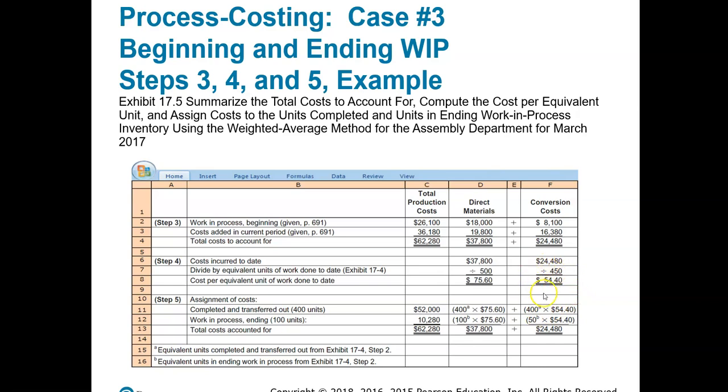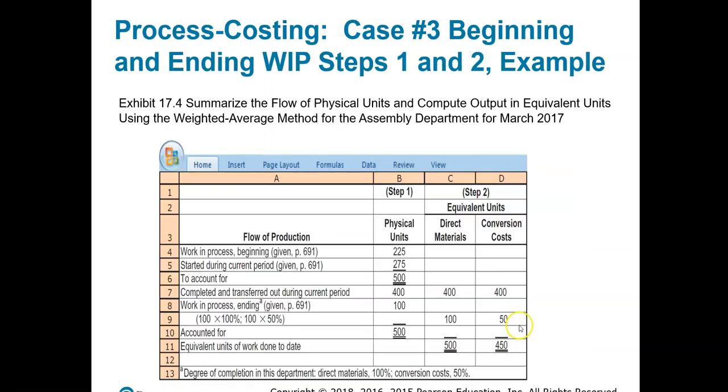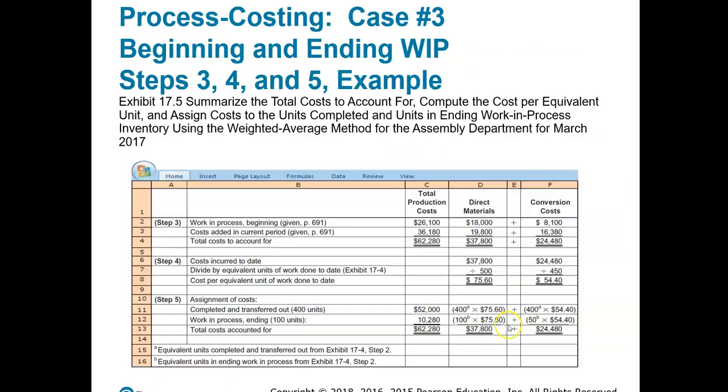Then I'm going to take my $54.40 and multiply that by the equivalent units in ending inventory, which is 50. Again, how did I get that? I got that right here. When I do that, I will have total conversion costs accounted for of $24,480. And remember, my total cost to account for must equal the total cost accounted for. If there is a difference, then we need to look at something here.